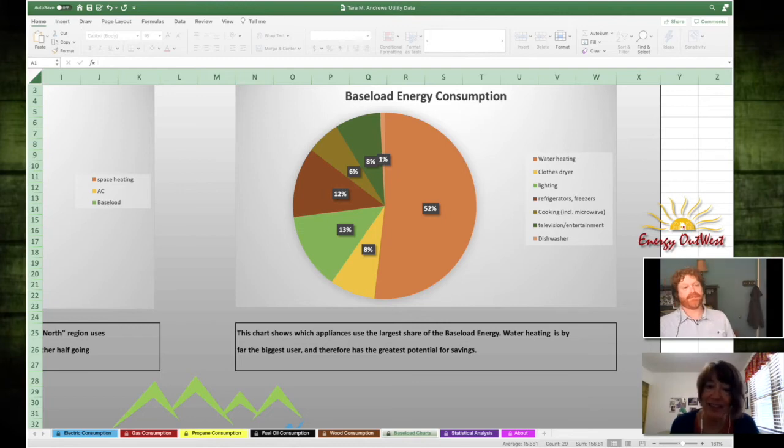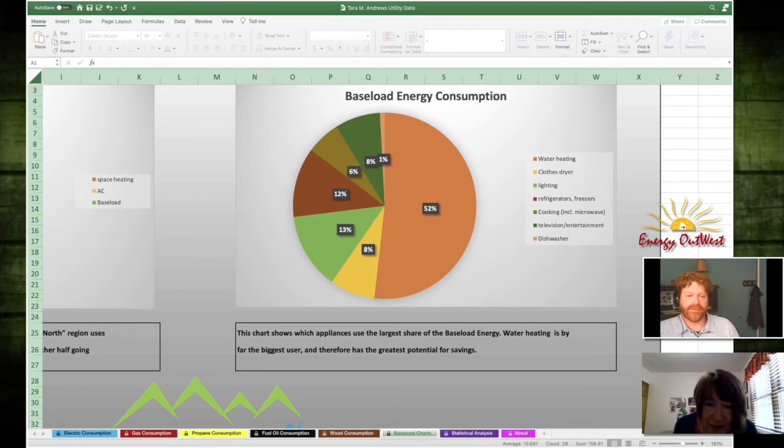Oh, okay. So one important thing, Tara, is these two charts. These are based on data that was collected by the Energy Information Administration. So these are typically what we see for our region. Yeah, so the first two pages, your electric and gas, that was your specific usage. These are averages here. Okay.